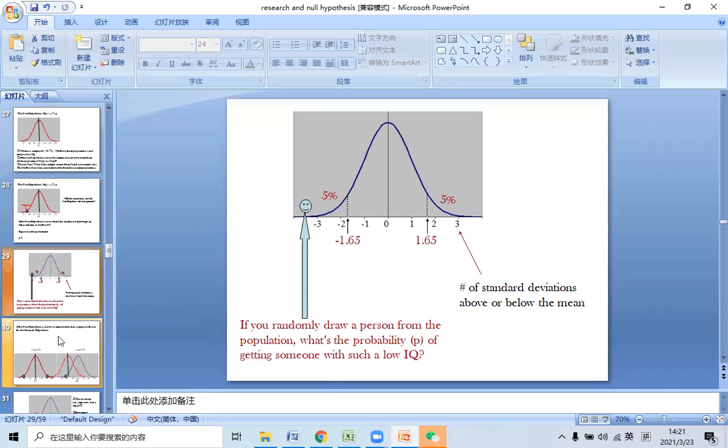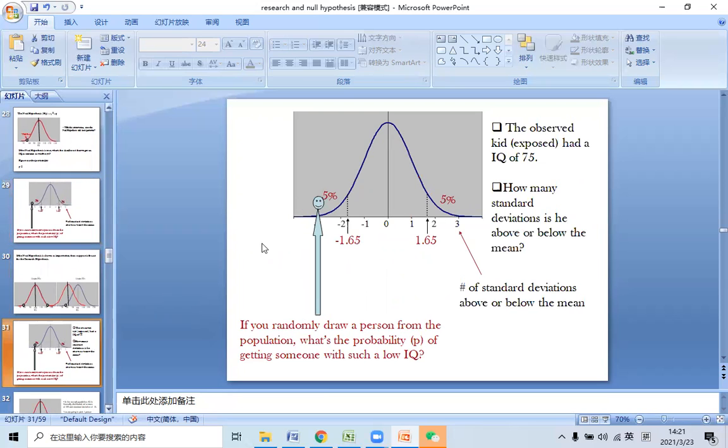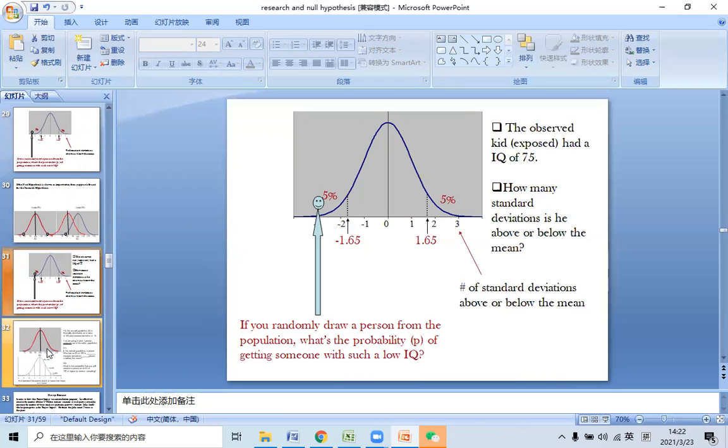Alternatively, you can make a non-directional prediction. For a non-directional prediction, you would care about the two sides. You say, I'm just predicting the two populations would be different from each other, and I don't know which way. Maybe isolated kids are even smarter than the non-isolated kids. In this case, you would be concerned about the two tails, the two sides. Your extreme score could be on either side. In that case, you would make a two-tailed test.